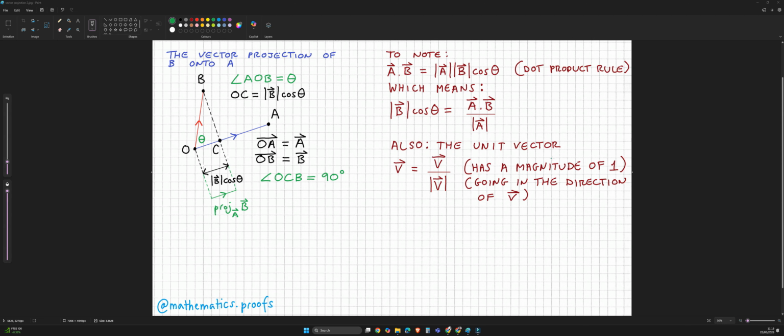Also, the unit vector is the direction vector V over the magnitude of V. This vector over here has a magnitude of 1 and it's going in the direction of V. This is very important to note.